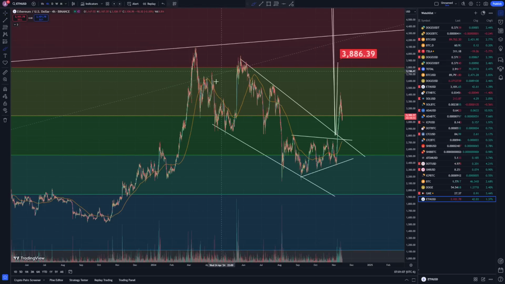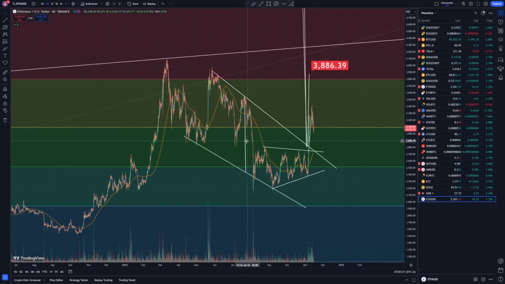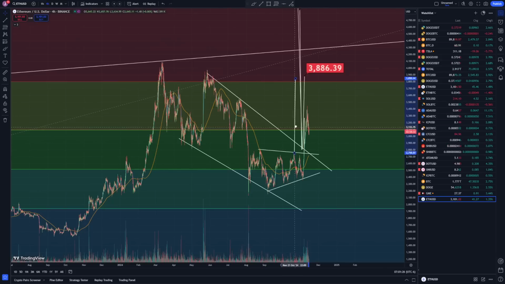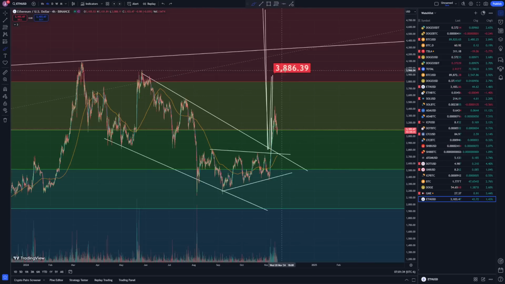But we also had this channel pattern right here where we had resistance, resistance, support, support, support. We broke that going to the upside as well. What I did in that situation is drag from the bottom to the top of the channel, drag this to the breakout. Like I said, I do it somewhere in the middle, and then drag that to the breakout. Once we break this resistance line going to the upside, then we drag that to the breakout right there where it breaks out, and that gives me a target of around 3,886.